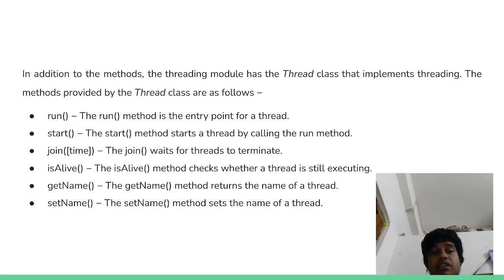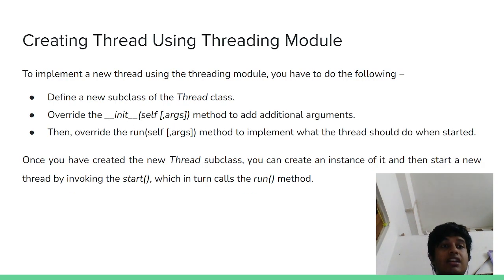In addition to the methods, the threading module has the Thread class that implements threading. The methods provided by the Thread class are: run, which is the entry point for a thread. start, which starts a thread by calling the run method. join, which waits for a thread to terminate. isAlive, which checks whether a thread is still executing. getName, which returns the name of the thread. setName, which sets the name of a thread.